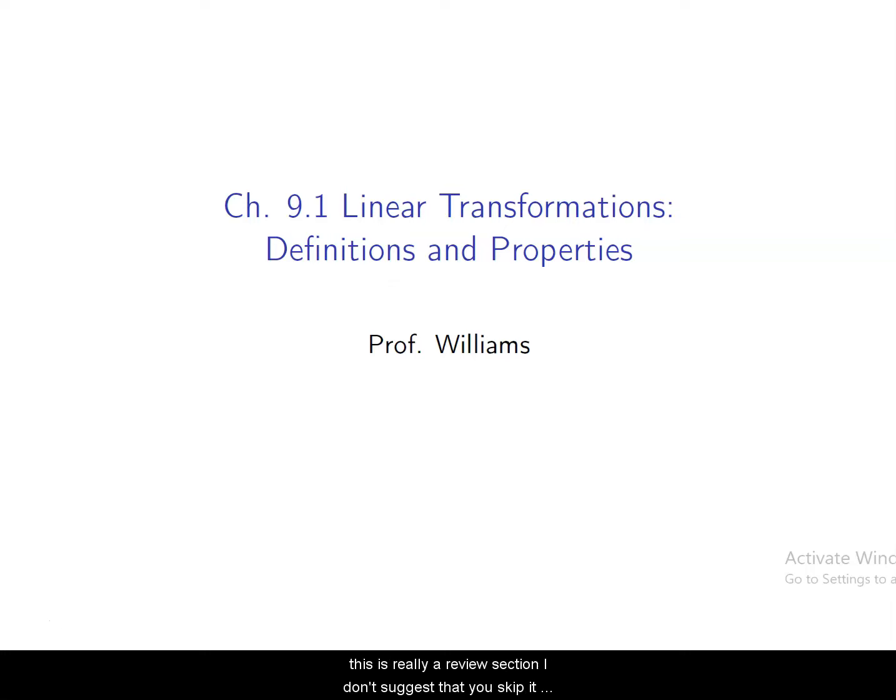This is really a review section. I don't suggest that you skip it by any means because we're kind of compiling everything that we've talked about for linear transformations into one place. So onto-ness, one-to-one-ness, surjective and bijective transformations is another name for those. The kernel, things like that, right?